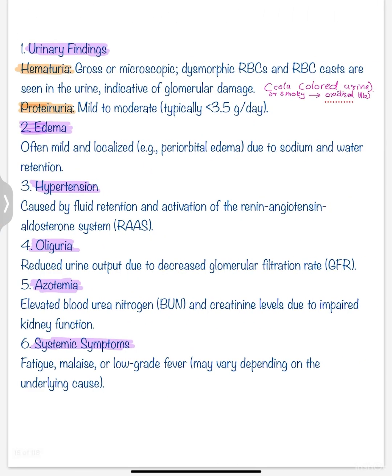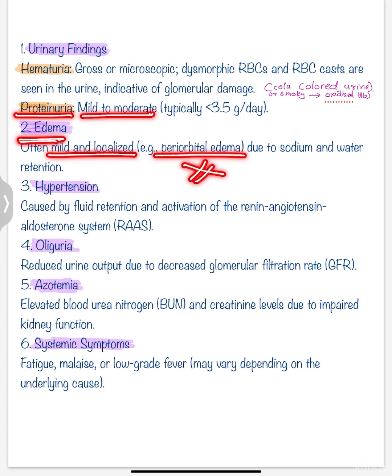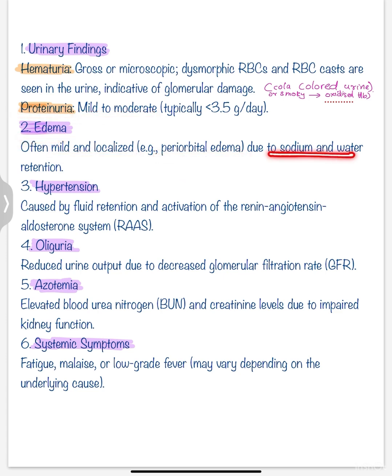So, as a summary, the urine findings: hematuria occurs. Gross or microscopic dysmorphic RBCs and RBC casts are seen in the urine, indicative of glomerular diseases. Cola-colored or smoky urine due to the oxidized hemoglobin present in the urine. And proteinuria, mild to moderate proteinuria occurs in nephritic syndrome. And edema, there is often mild or localized edema. Periorbital edema is very common in nephritic syndrome due to the sodium and water retention, due to the stimulation of renin, angiotensin, and aldosterone system.